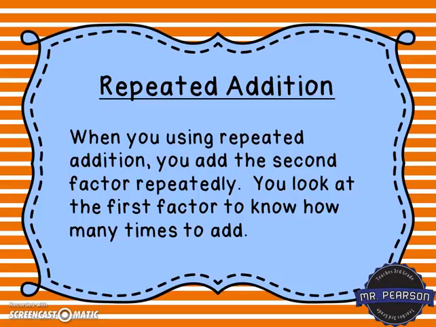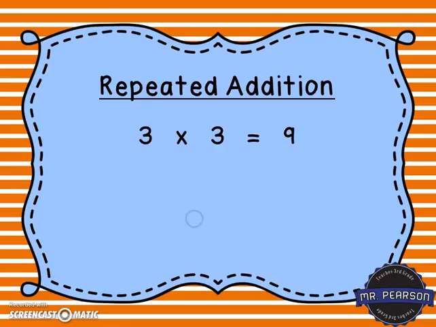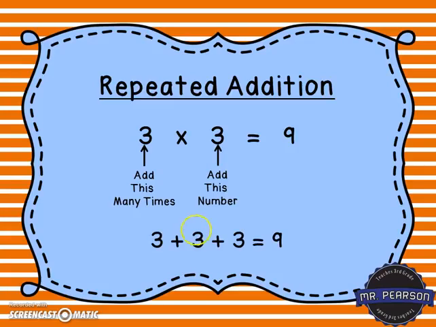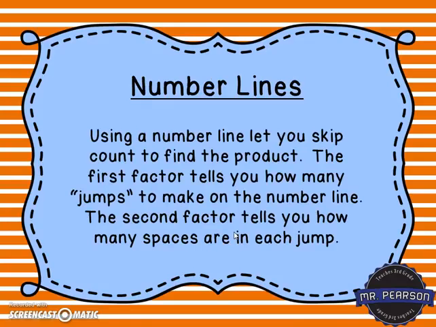The third strategy is repeated addition. When you are using repeated addition, you add the second factor repeatedly. You look at the first factor to know how many times to add it. So here we have 3 times 3 equals 9. So we're going to take this second factor right here, this 3, and we're going to add it 3 times. So it looks like this. 3 plus 3 plus 3 equals 9.